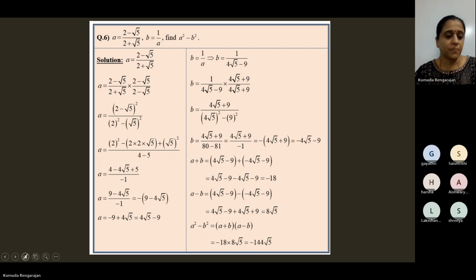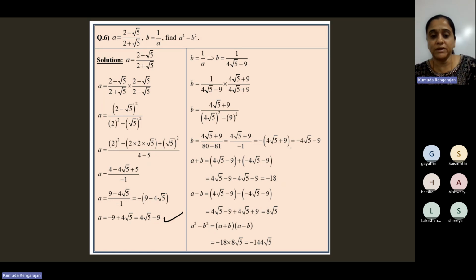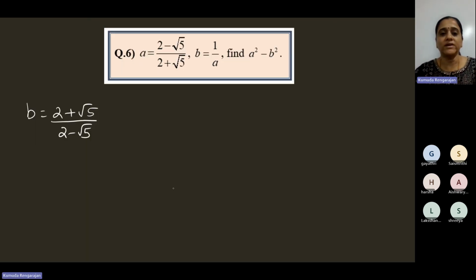So see here. I've rationalized the denominator for A. So here you have A and B. The question is to find A square minus B square. How do you find A square minus B square? It's A plus B into A minus B. So you need to find the value of A plus B, the value of A minus B, and then multiply the two.